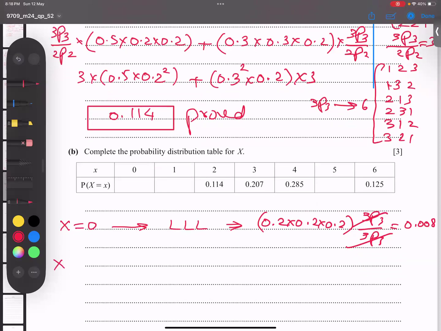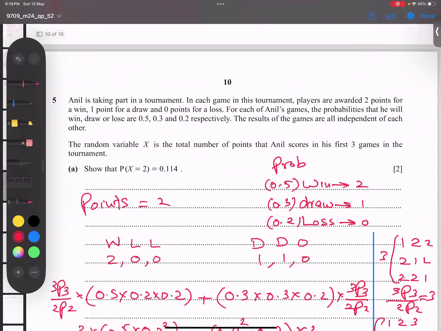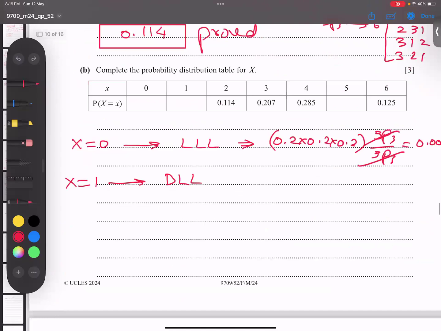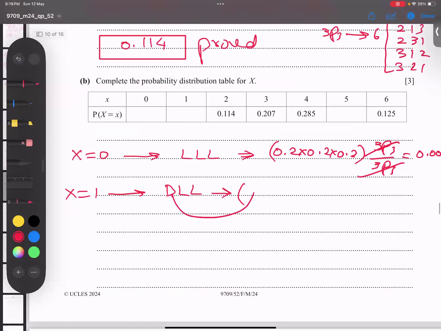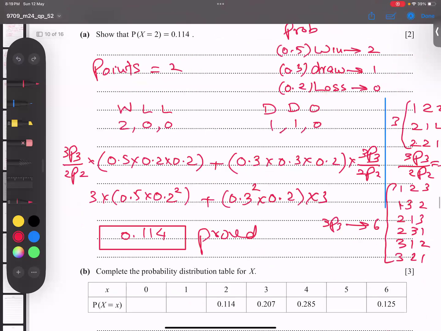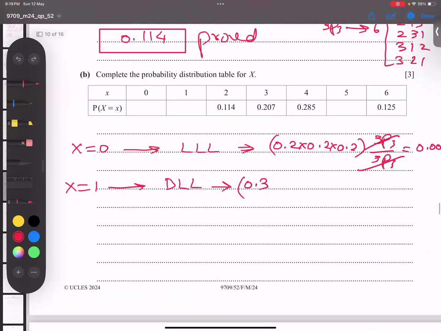Let's talk about 1. If X score is 1, it is only possible if you score 1. How is it possible? 1 lose, no, sorry. 1 draw, 2 losing. And that is only possible to get a score 1. 1 draw, 2 losing. And now, what is answer? Drawing is, what is the drawing? Drawing is 0.3. So 0.3 is drawing, students. And losing is, what is the losing? Check again. Losing is 0.2.